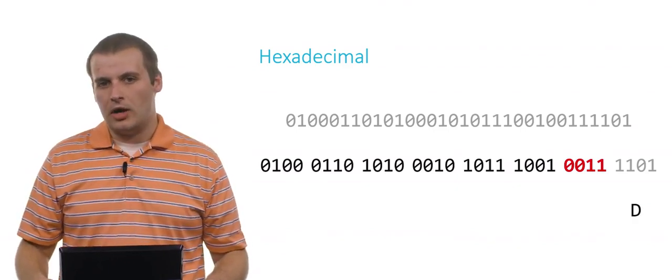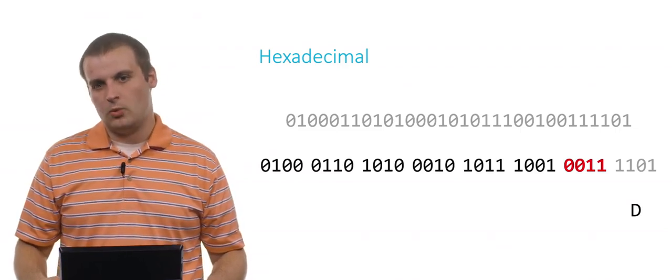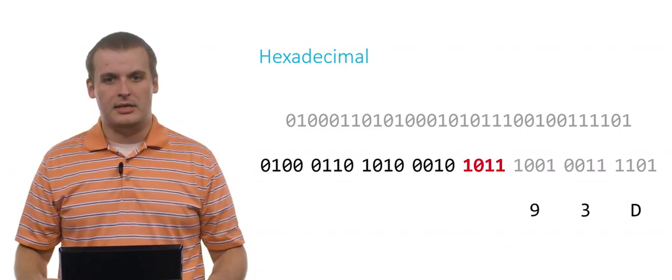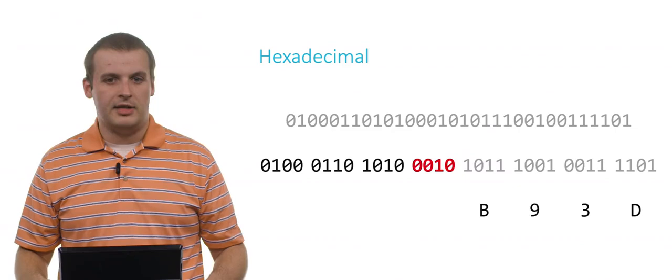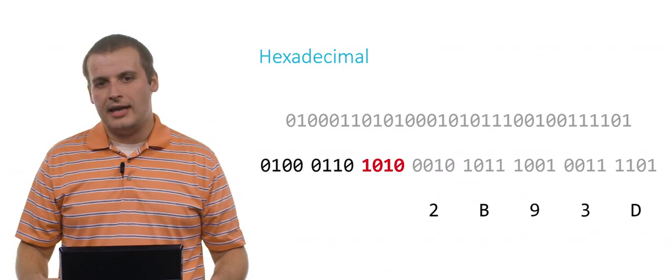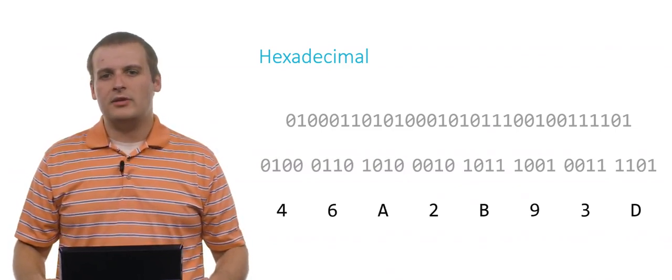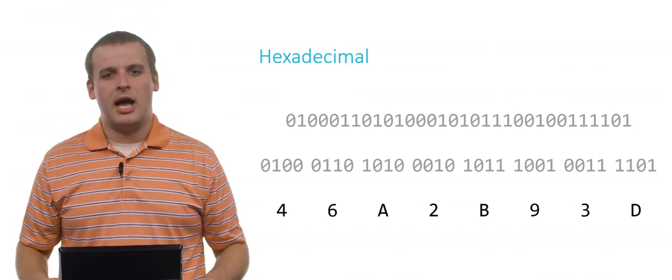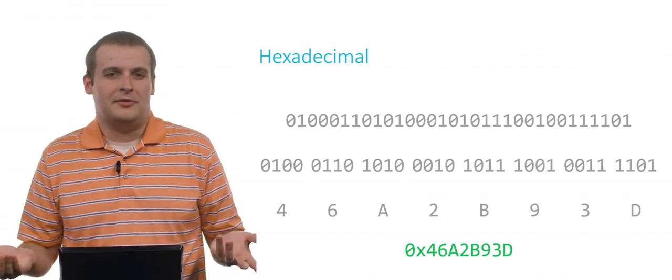0, 0, 1, 1. Well, that's a 0 in the 8's place, a 0 in the 4's place, a 1 in the 2's place, and a 1 in the 1's place. So that's 3. And we can keep doing this again. We have here 9, and then 11, but that's B, recall. 2, 10, or A, 6, and 4. And so that very large string of zeros and ones at the top is more concisely expressed in hexadecimal as 0x46A2B93D.